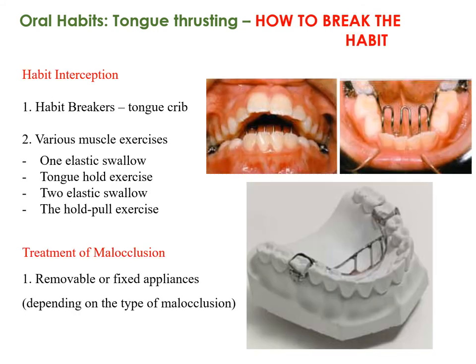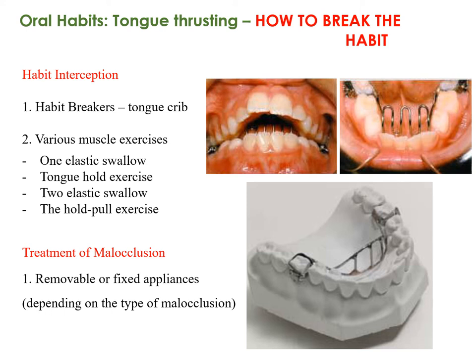So once you've found the habit, how do you break it? That's the most important thing. How do you manage this particular habit? Basically there are two things. One is habit interception, and the other is the treatment of malocclusion. If the malocclusion is what caused the habit in the first instance, you can give them certain habit breakers, such as a habit breaking appliance along with a tongue crib.